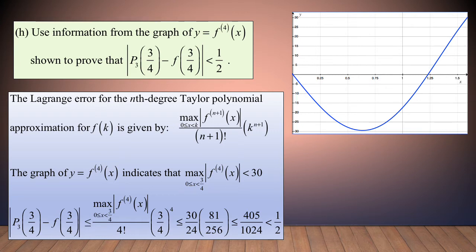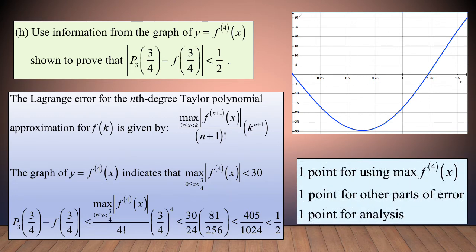So the absolute value of P3 of 3/4 minus F of 3/4 has to be less than the maximum value, where x runs from 0 to 3/4, of the absolute value of the fourth derivative of x, over 4 factorial times 3/4 to the fourth, which has to be less than or equal to 30 over 24 times 81 over 256. Do the math and you get 405 over 1024, and that is less than 1/2.